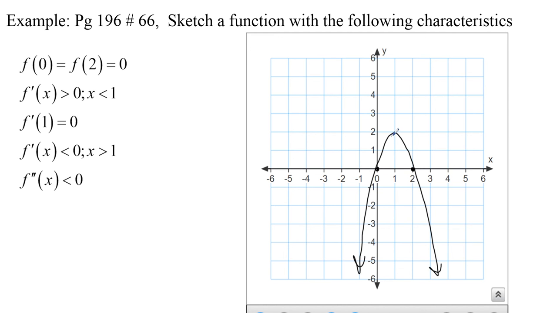They don't tell me that it has to be 2. So if you had yours all the way up to 3, or all the way up to 4, or just at 1, that would also be acceptable. And this function is always concave down, so that's why my second derivative is less than 0.